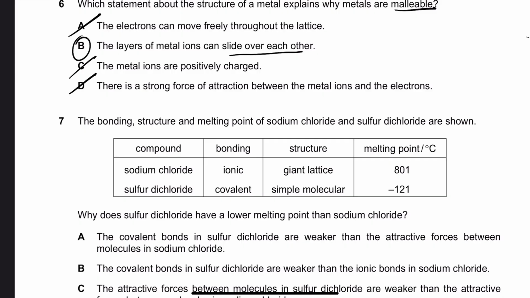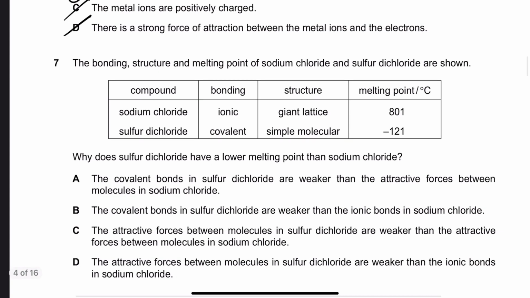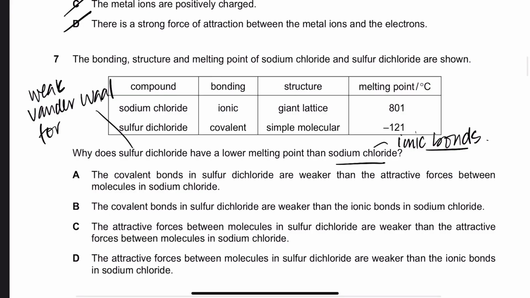The bonding structure and melting point of sodium chloride and sulfur dichloride are shown. Why does sulfur dichloride have a lower melting point than sodium chloride? Because sodium chloride has ionic bonding. It's an ionic compound, right? But sulfur dichloride is a simple covalent molecule, and what you realize is that it has weak van der Waals forces, or weak forces of attraction.